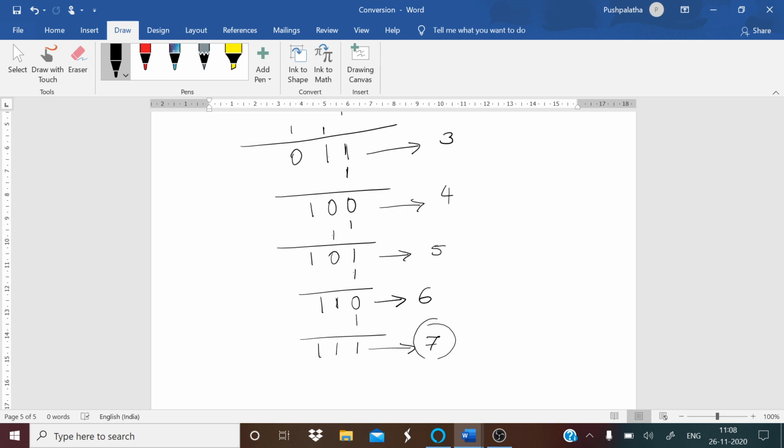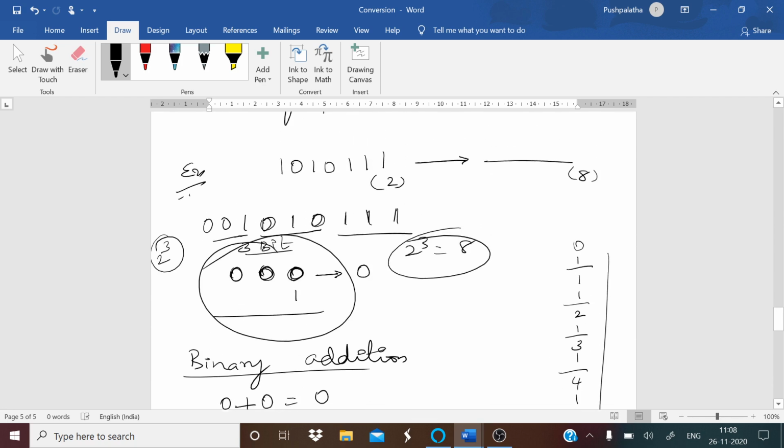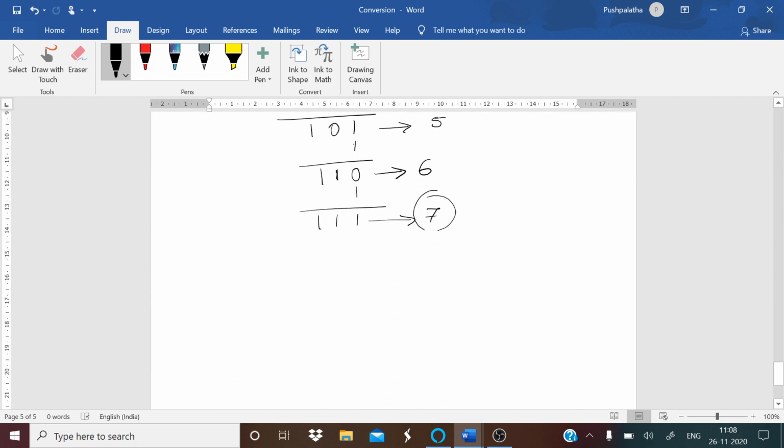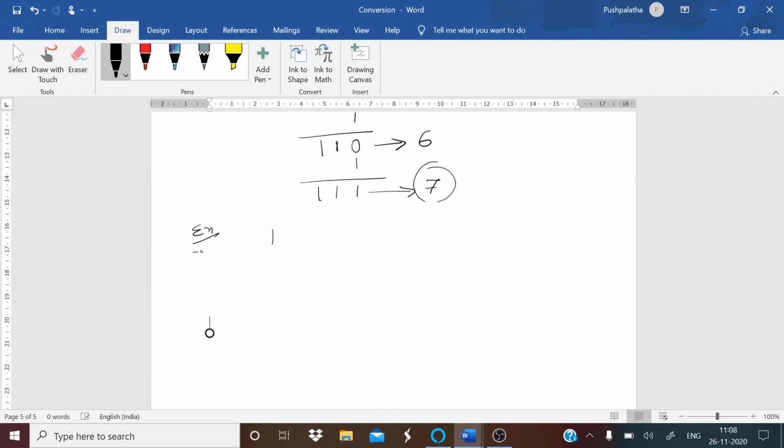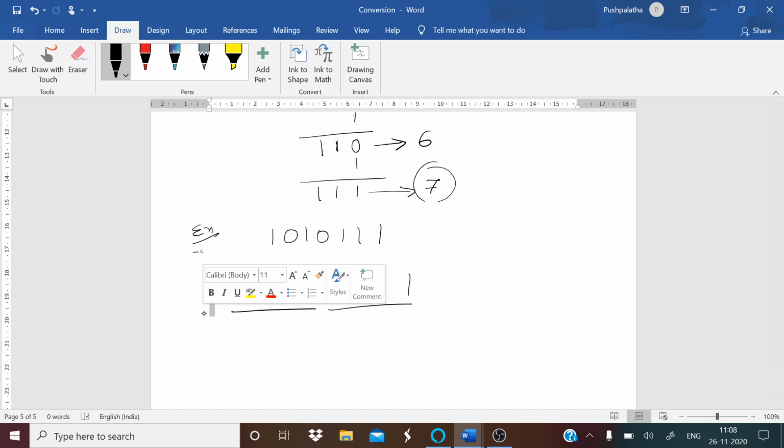So remember this now. We had taken the number as, what was the example? 1010111. So you are going to divide it into 3 bits. If you do not have anything, then we add 2 zeros to the left side. What is this? 111 is a group now, right? 111 means 7. So write 7 here. 0, 1, 0.